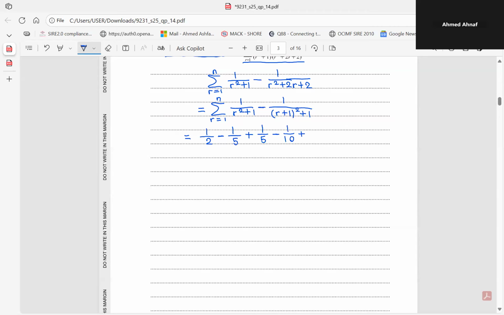And if you've realized the pattern by now, you should know the next term when you substitute r equals 3 would be 1 over 10. And the next term would just be 3 plus 1 squared, which is 4 squared, and 4 squared is 16, and then 16 plus 1 is 17. So these terms will cancel out. Now let's evaluate the last two terms.